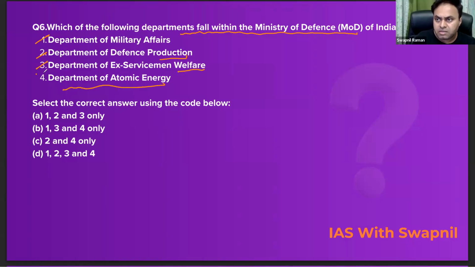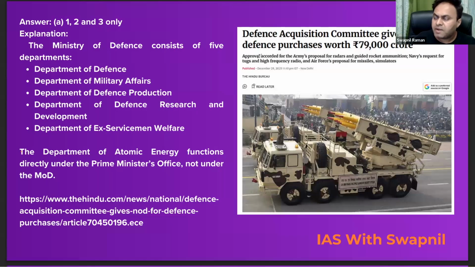Department of Atomic Energy, this is ruled out. Why? Because Department of Atomic Energy, it is a separate department which works under the jurisdiction of Prime Minister's Office. तो ये directly Prime Minister Office के supervision में काम करता है. तो यहाँ पे 1, 2 and 3 would be the correct answer, right? So look at the explanation part.